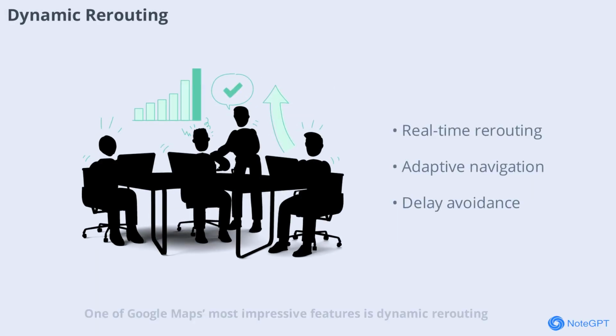One of Google Maps' most impressive features is dynamic rerouting. If traffic slows down on a specific edge, the weight of that edge increases in real time. The engine instantly recalculates the lowest weight path, detouring you to a faster route. This capability keeps users moving efficiently, even when unexpected delays occur, making navigation adaptive and reliable.